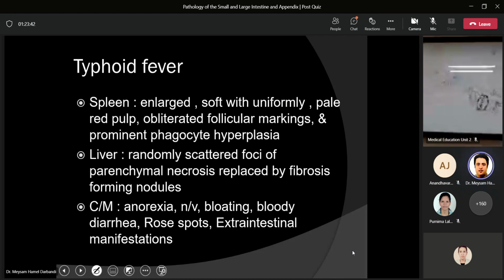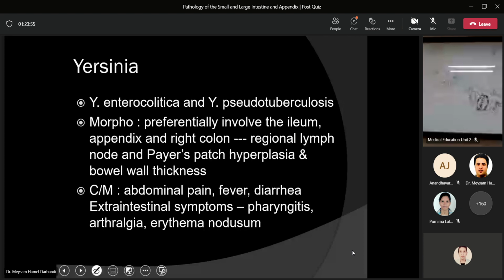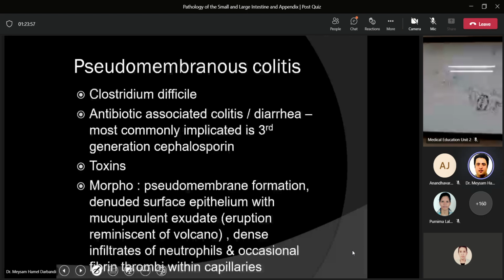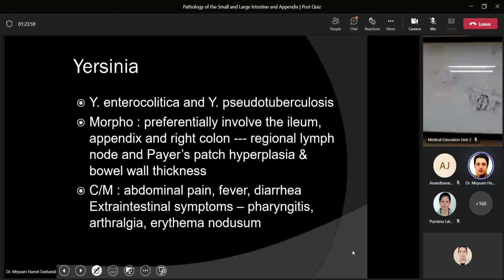So clinical manifestation is what? Anorexia, bloating, bloody diarrhea, rose spot, and extraintestinal manifestation. So after this, we will give you a little break time too, because I am seeing everyone stretching.